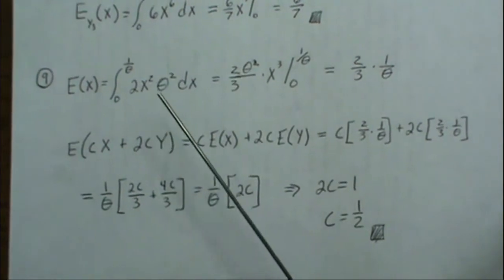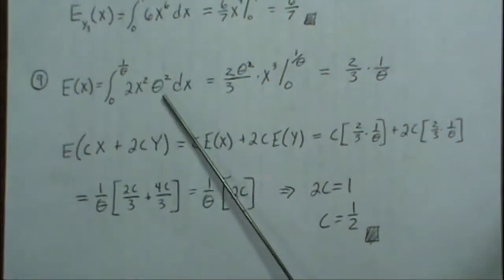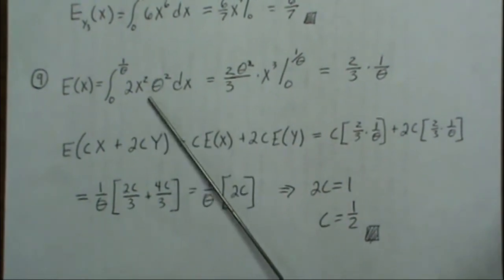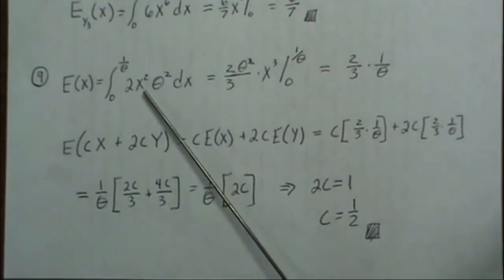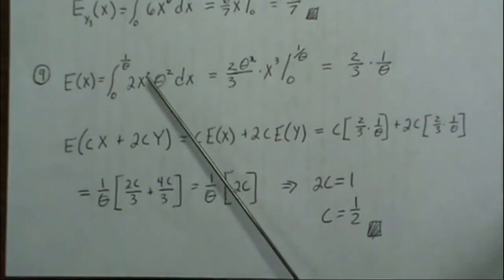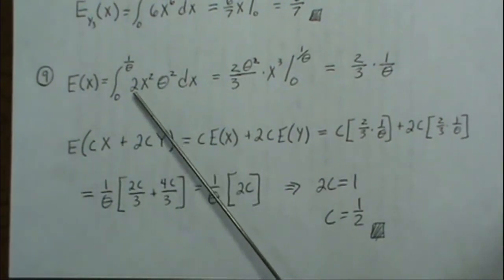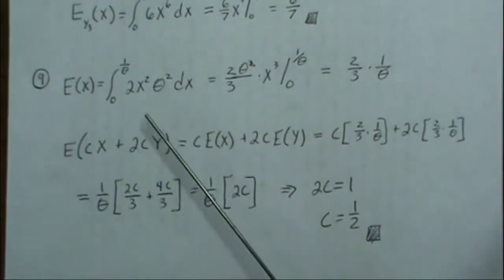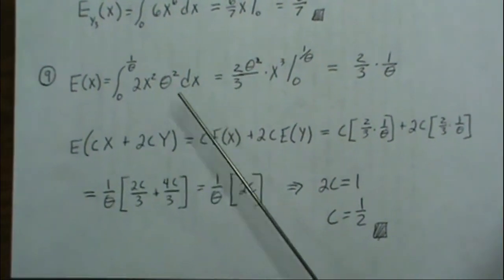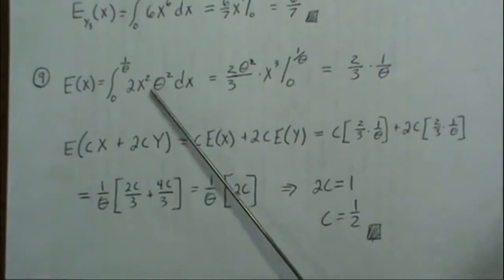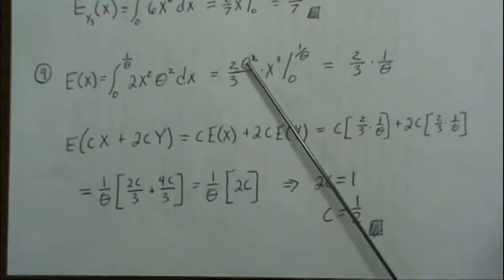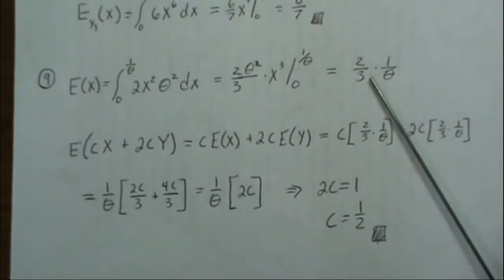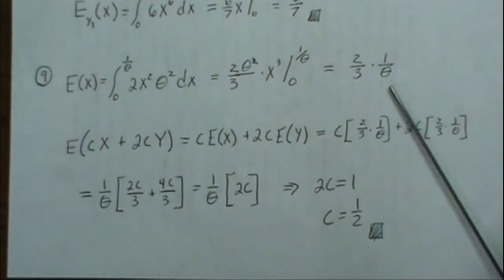We're given the density, so let's find the expected value of X. We plug in an x, and that's why we get the x squared here, because it's x times 2x theta squared. So I just brought it in. We're integrating with respect to x, so this is going to be 2/3 x cubed times theta squared. Plug in our limits, and we get 2/3 times 1/theta.